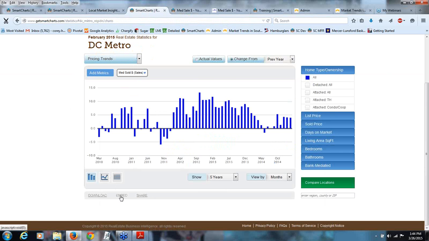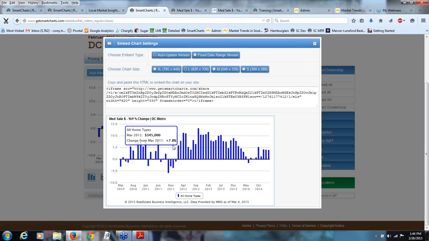Finally, the embed option is a great way if you want to build out your website, if you don't want to reference SmartCharts Pro or send eyeballs to us, you can build out statistics sections within your own website. So all I did was click embed. I can do the auto update version, and what that means is that on the 10th of the month next month, when new stats come into the RBI system, your website spot will be updated with the March stats, and so on. It's basically a set it and forget it. You don't have to touch it again.